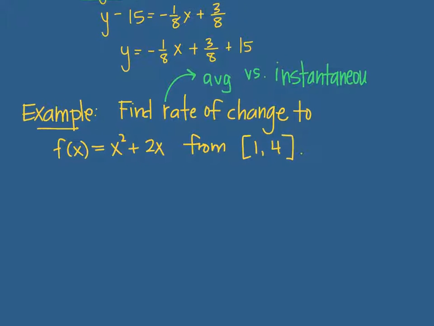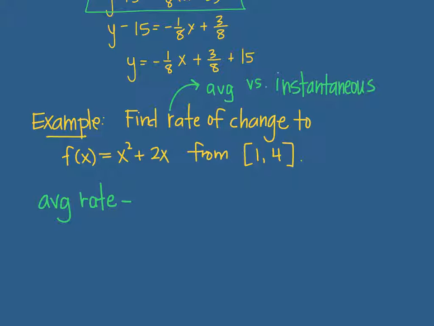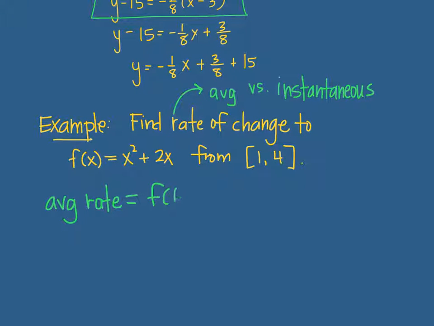Okay, so watch the difference. Average versus instantaneous. Average is without the limit, and instantaneous is with it. So let's do both. Average rate of change would be without the limit. Leibniz works really well here. So that would be f of b minus f of a over b minus a. So average does not have the limit.